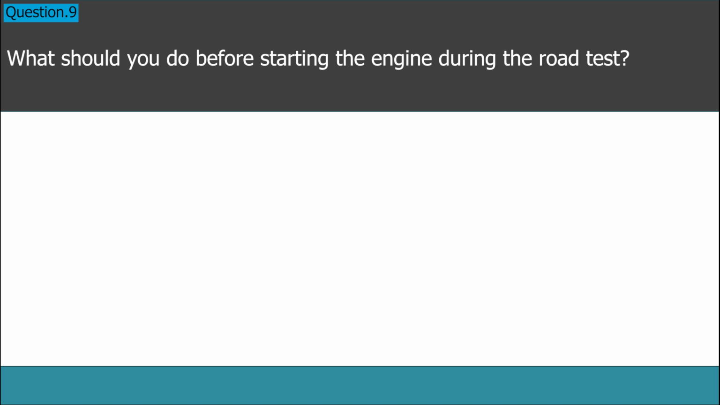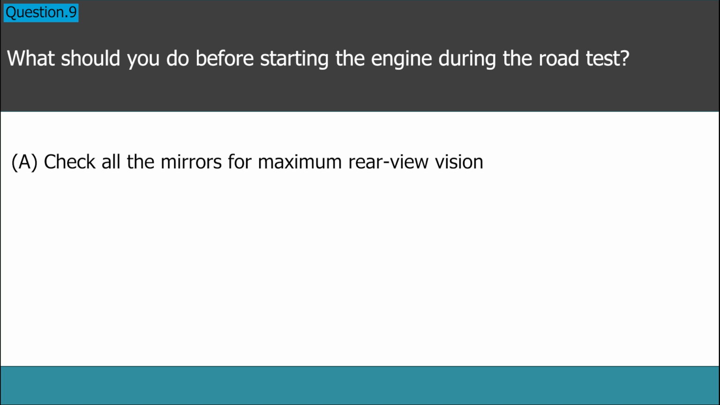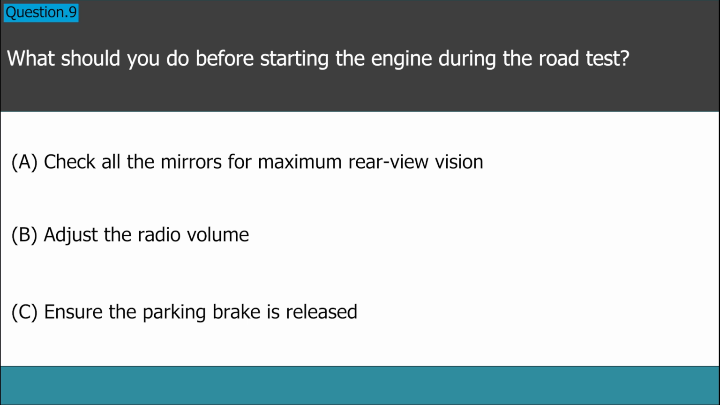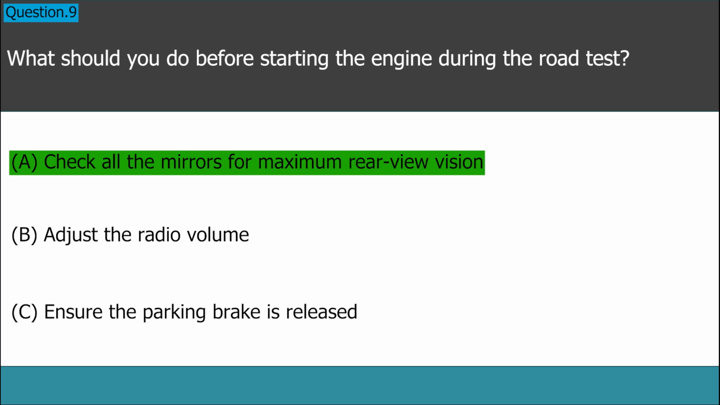What should you do before starting the engine during the road test? A. Check all the mirrors for maximum rear-view vision. B. Adjust the radio volume. C. Ensure the parking brake is released. Answer: A. Check all the mirrors for maximum rear-view vision. Proper mirror adjustment ensures you have a clear view of the road.